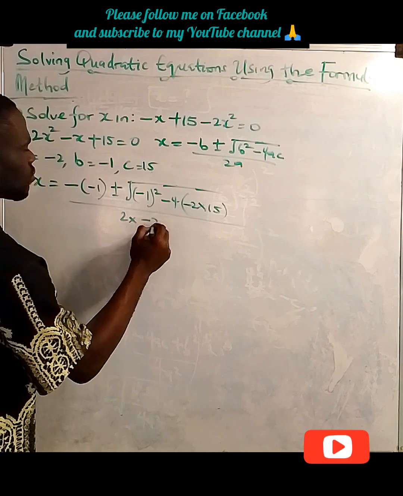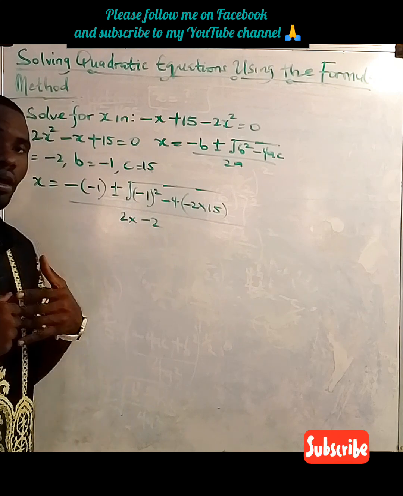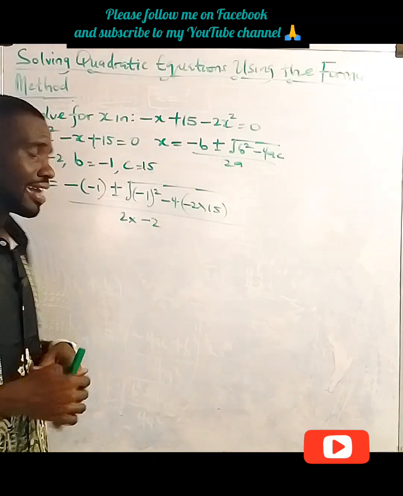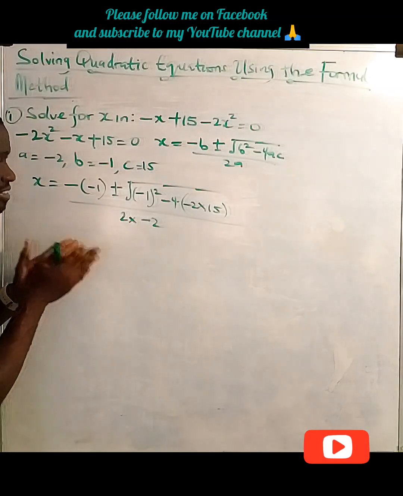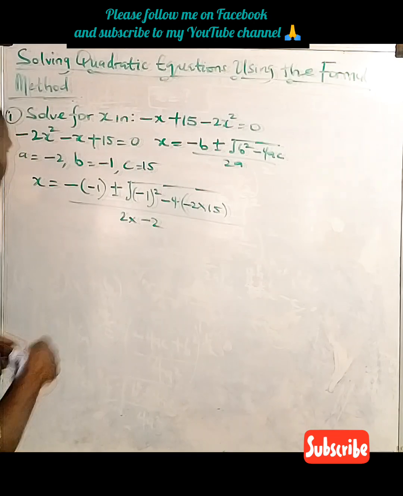a is minus 2. Now, this formula is a simplified version of completing the square method. I tell you, it's very simplified and it's very direct. There's hardly anything that can't be solved using this very formula method. So what do we have?